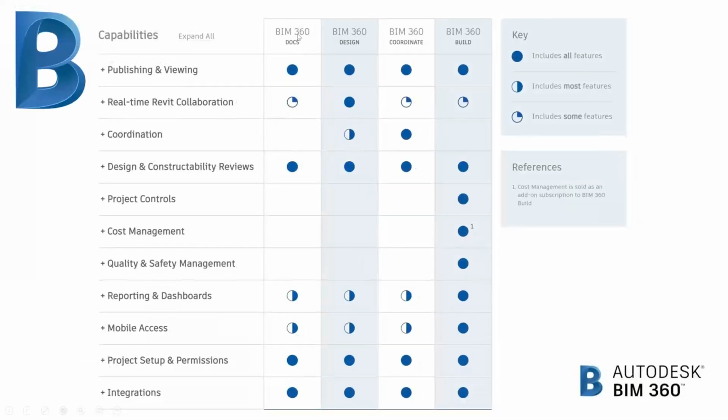Here we have the four main modules, and a little bit of the elements that they can do. You have mobile access, publishing, viewing, and real-time Revit collaboration. So basically that's the design, and the collaboration is going to be with this one. And you see all the things that you can do here.